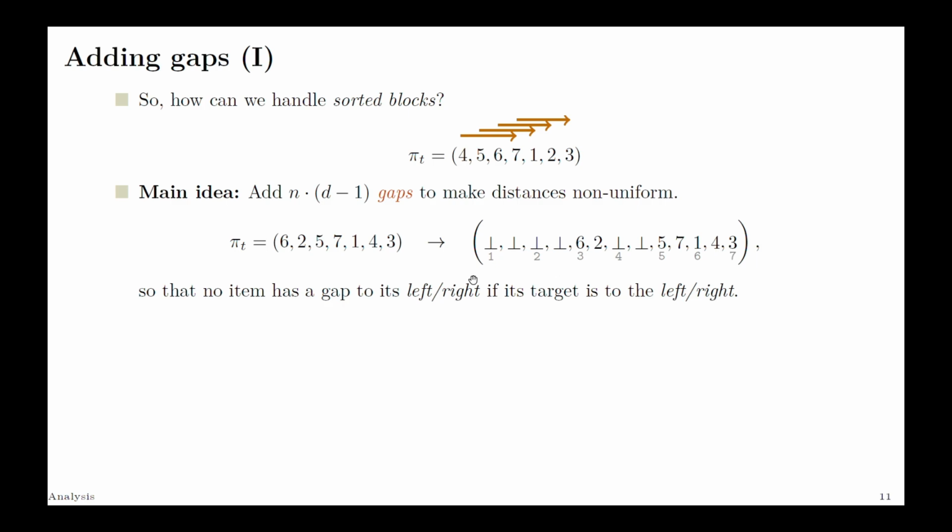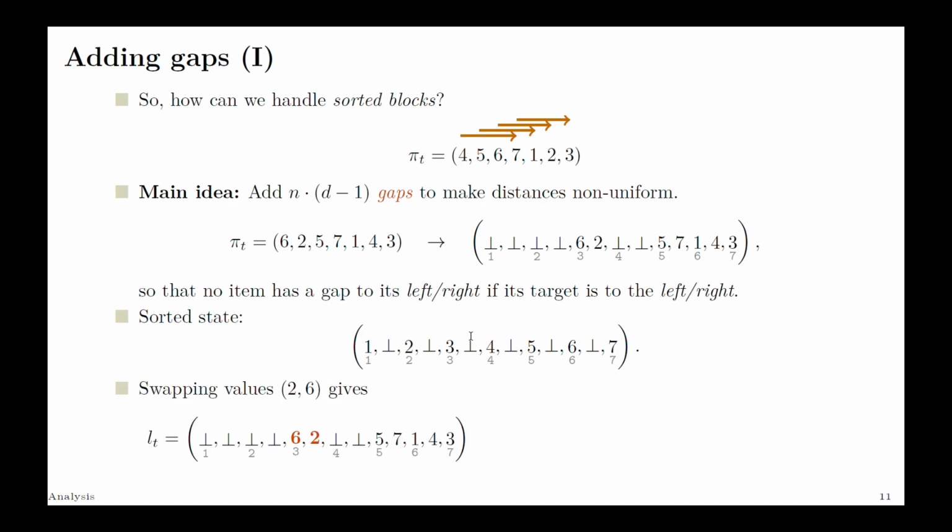And the only requirement that we have for the placement of the gaps is that if the target of an element, say for example 6, is on the right, then the element directly to its right must not be a gap element. And the same goes if your target is to the left: the element directly to your left should not be a gap element. And the sorted state is basically having these gaps evenly spaced out.